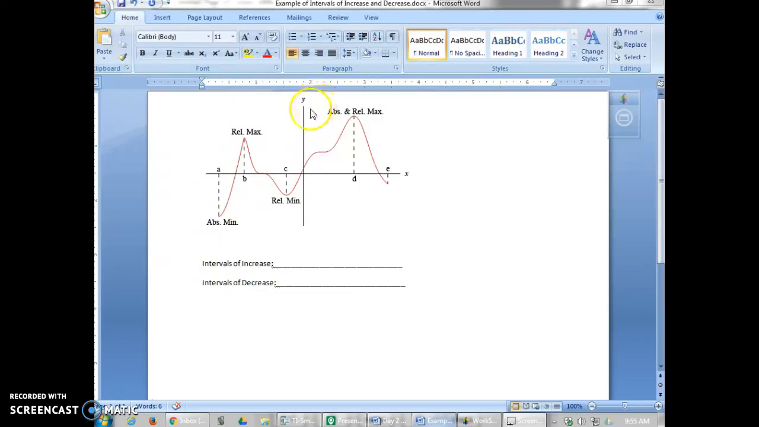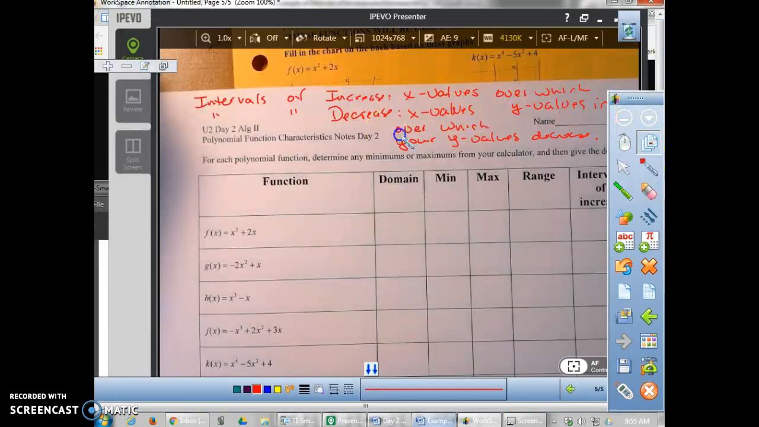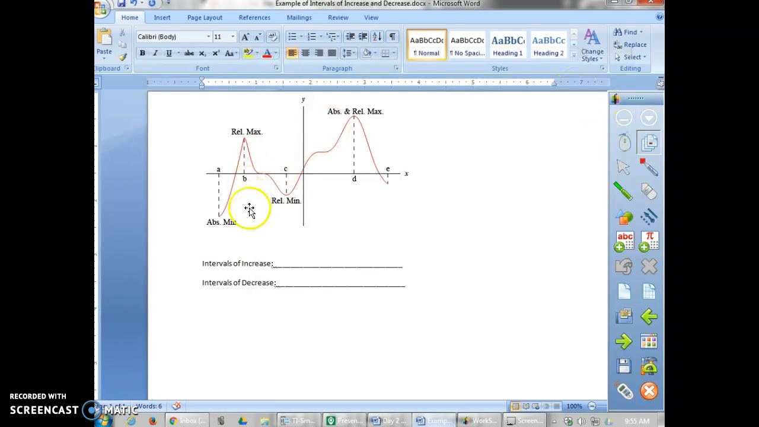Okay, just a quick review of the new concept for today. It's intervals of increase and intervals of decrease. Increasing intervals are when your y values are going up, and decreasing intervals are when your y values are going down. And we talked about this in class today, but the intervals that you write are actually going to be the x intervals.